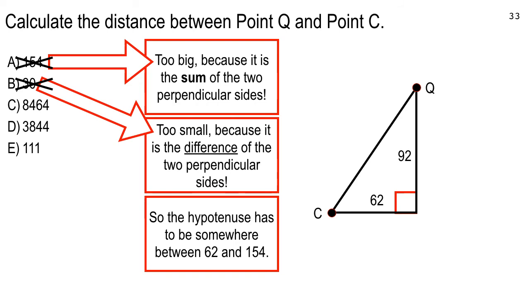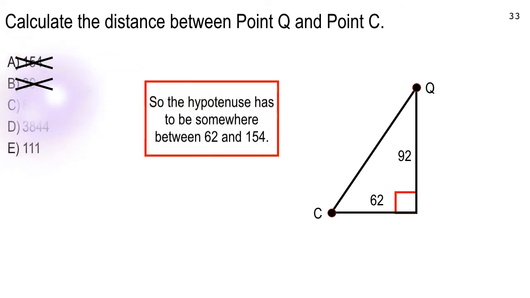Now, we've already talked about these two here, 8464 and 3844. Those are the intermediate values, and they're way too big. They're way bigger than 154. So they're both out. And if you can deduce that much, and 111 hasn't been X'd out and it's the only thing left, ching, that's your correct answer. I want you to remember that when you're doing multiple choice test questions with me.